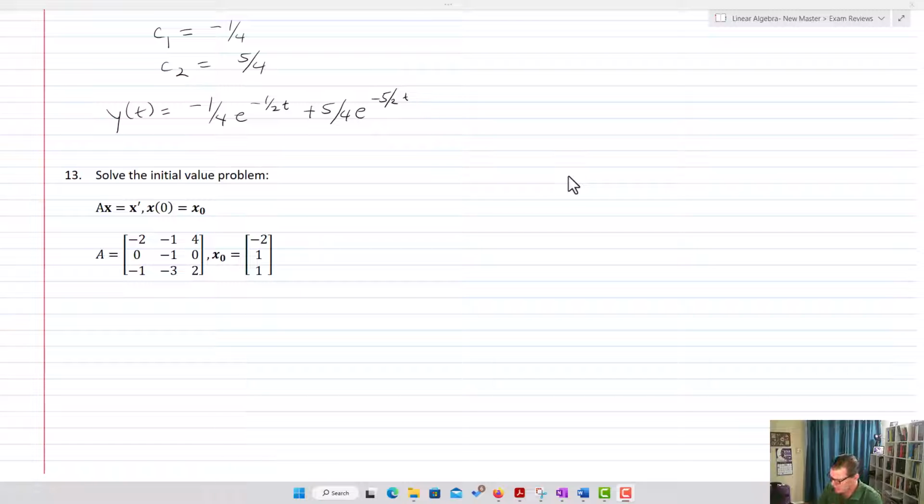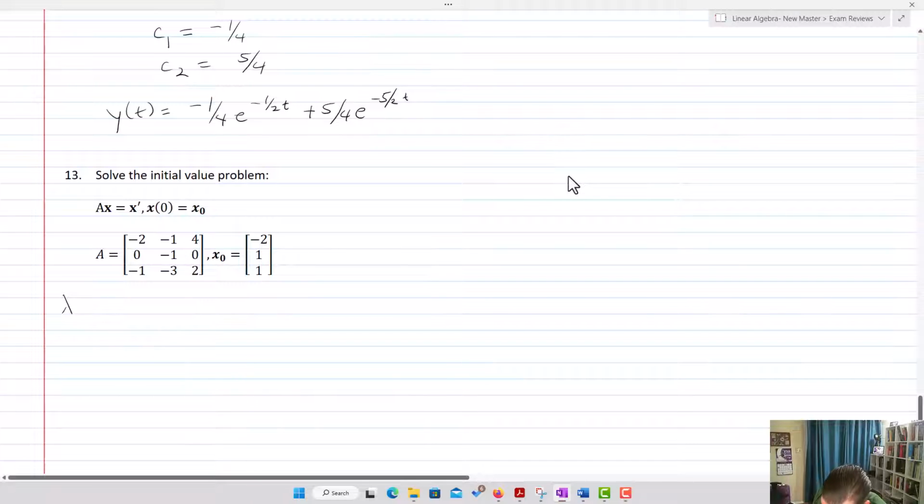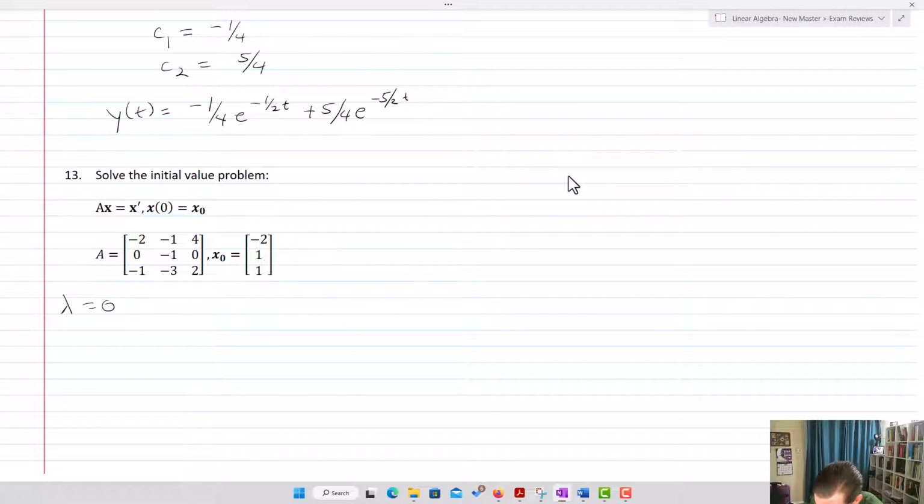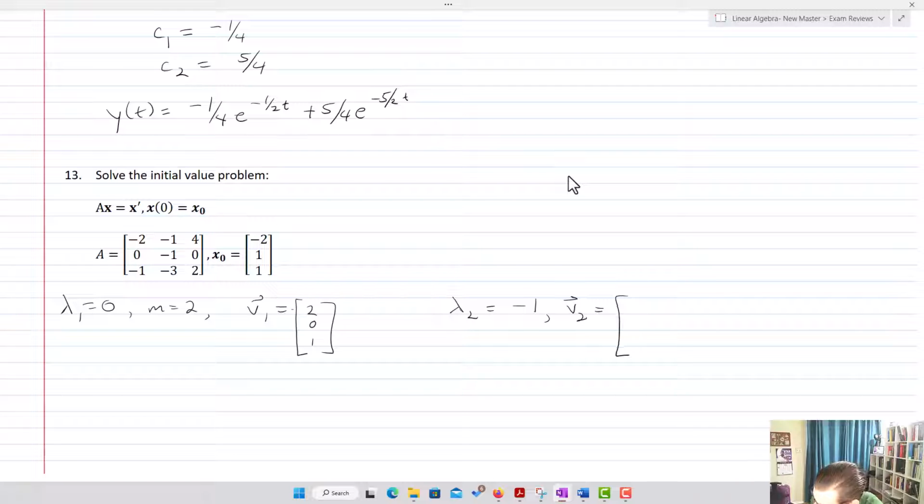So let's first start out and say, okay, I found the eigenvectors and eigenvalues for A. I got lambda 1 equals 0 was the first one, and it has a multiplicity of 2, m equals 2, and an associated eigenvector v1 equal to 2, 0, 1. So that's its eigenvector. And then I had lambda 2 equal to negative 1, with an associated eigenvector v2 equal to 9, negative 1, 2.